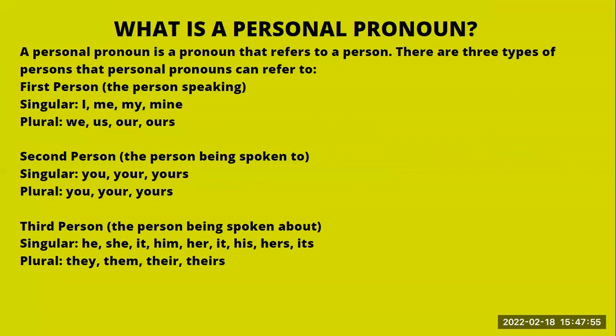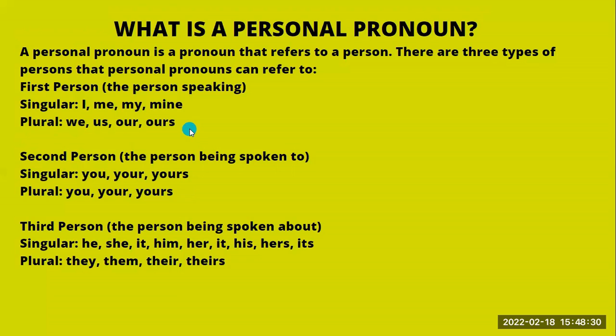Now, what is a personal pronoun? A personal pronoun is a pronoun that refers to a person. From the word person, you have personal. There are three types of persons that personal pronouns can refer to. The first person is the person speaking, and the singular form is I, me, my, and mine. The plural form is we, us, our, and ours.